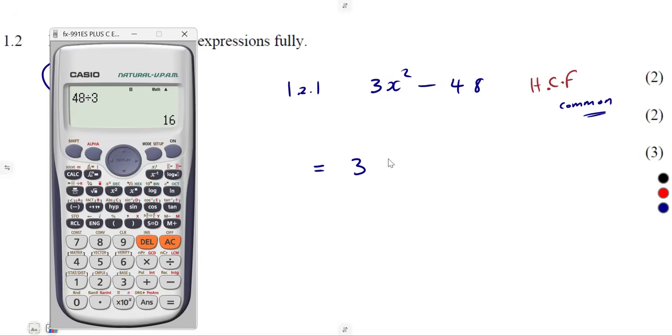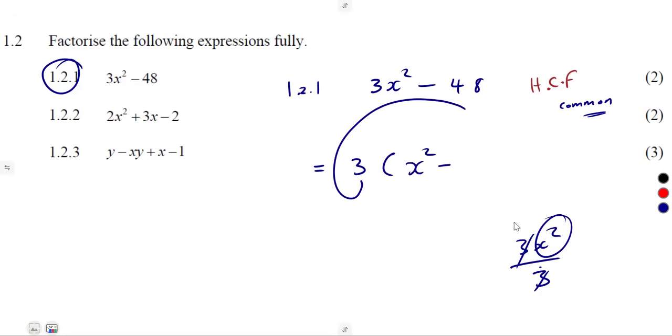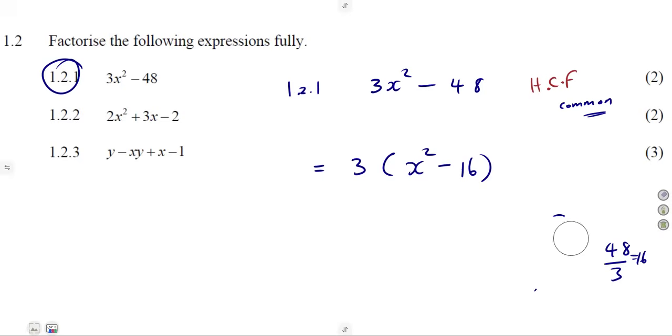All right, so factoring out 3, we're going to divide 3x squared by 3. That is going to give us x squared. 3x squared over 3 like this, so that's going to cancel and give us x squared. Minus, you do the same thing, 48 divided by 3, what you factored out. As we saw previously, that was going to give us a 16. So we've got x squared minus 16.